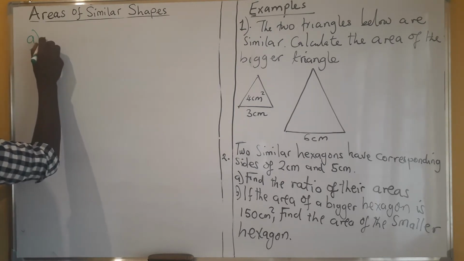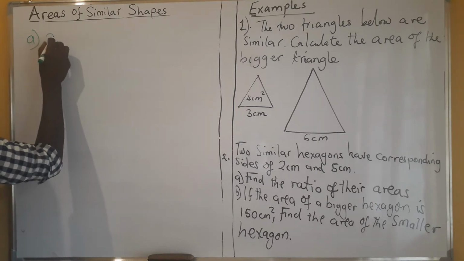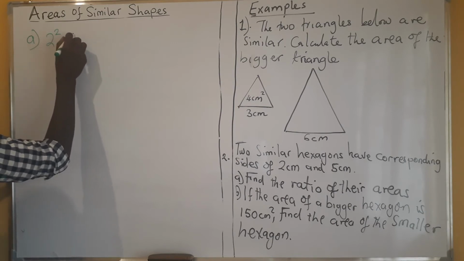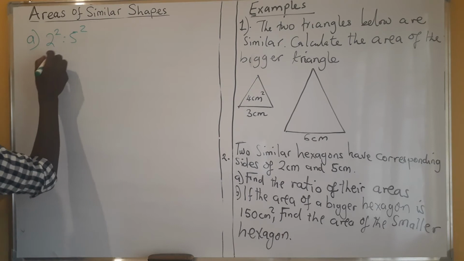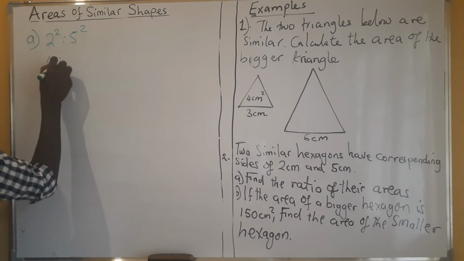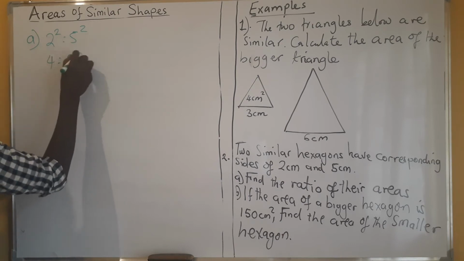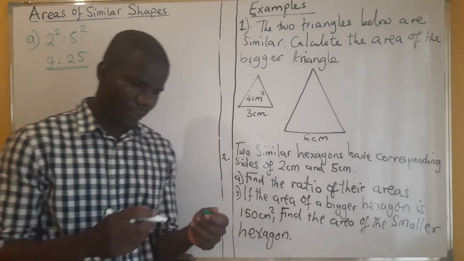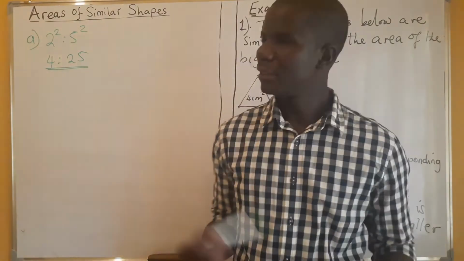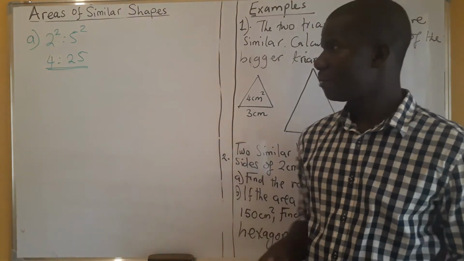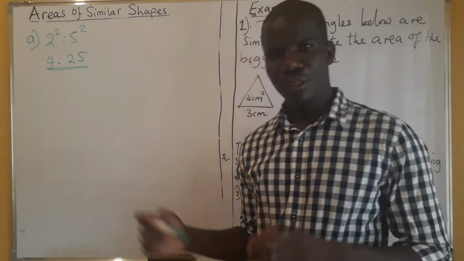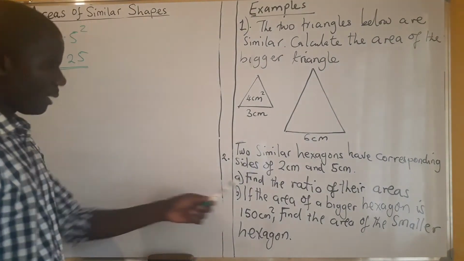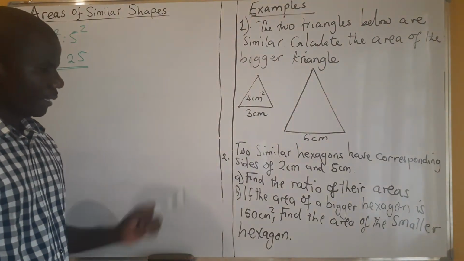We square this. What do we get? This gives us what? 4. This one gives us what? 25. These are the ratios of their area. For the first question, that is our answer. It's as simple as that. That is how sometimes it comes in the exam. So we should also be looking at the past papers and what comes there so that we get to familiarize ourselves. Now let's look at the second one.